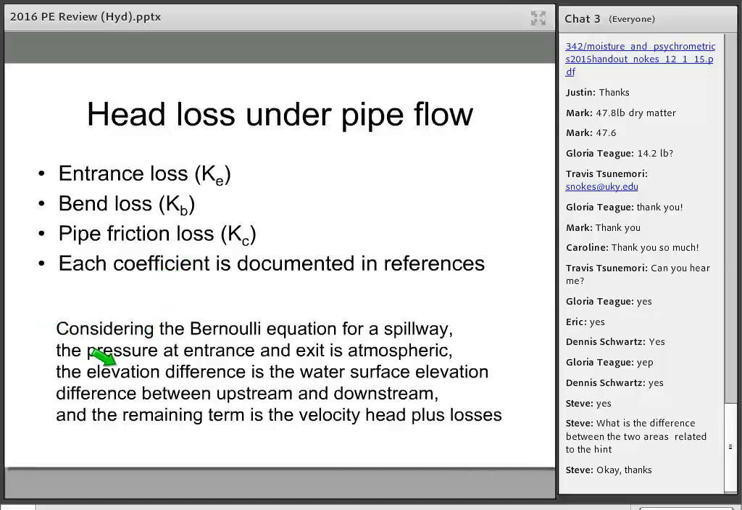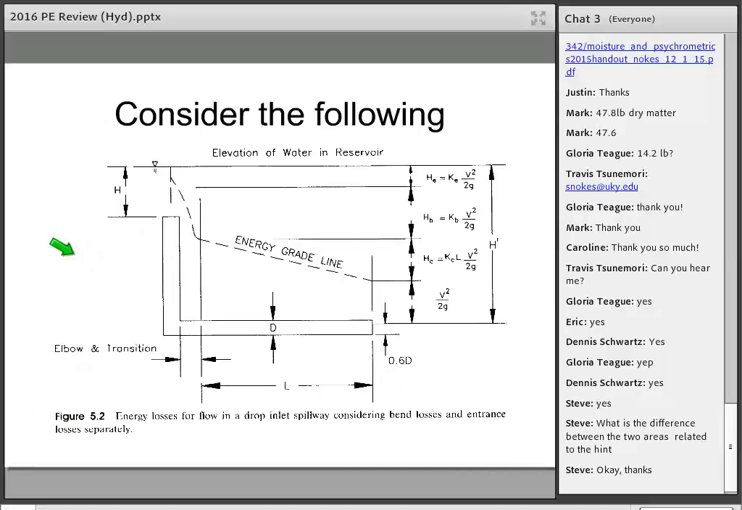So if you look at the Bernoulli equation for a spillway, you've got pressure is the same at the reservoir and at the exit, so you don't have to worry about that. Elevation difference is the water surface elevation difference between the two, and the remaining is velocity head and losses, so you can add them up. But let's look at what this thing would look like. Let's say you've got a spillway that looks like this. You've got a height of water over it, and then you've got this height and length of this spillway.